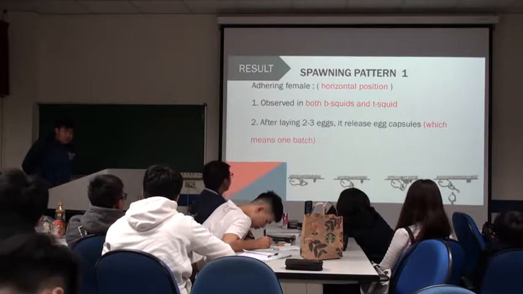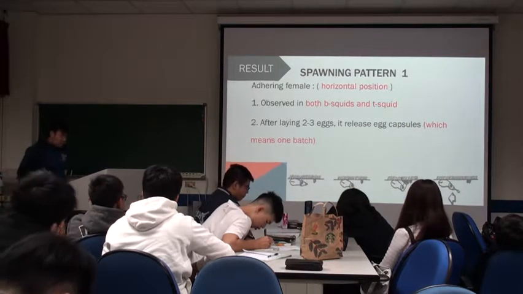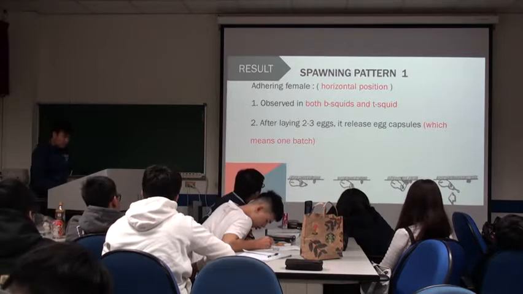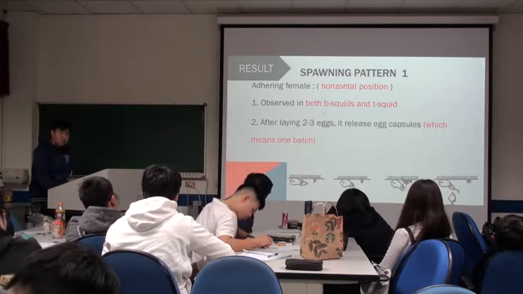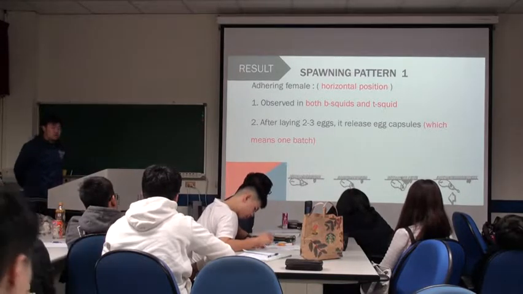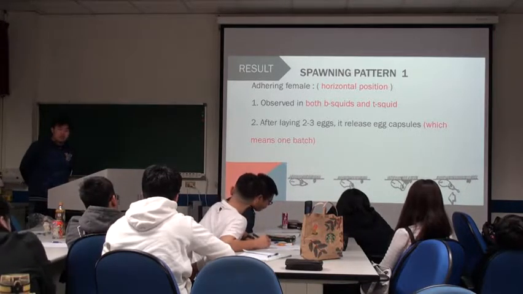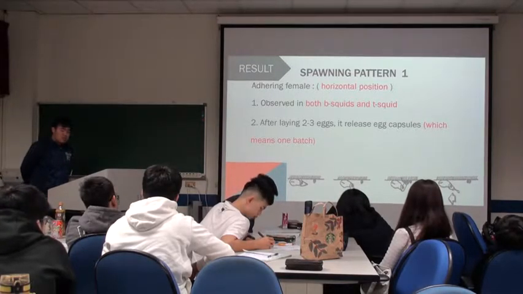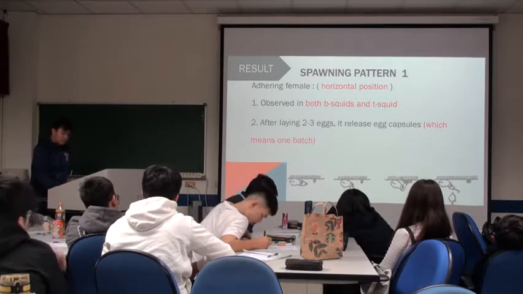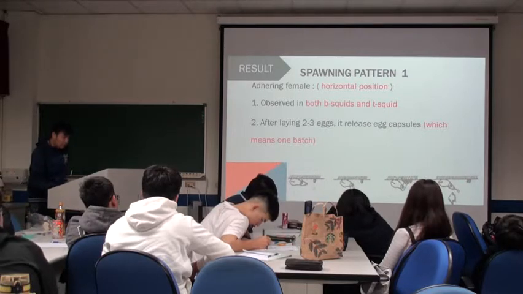And this is spawning pattern 1, the adhering female. This is mixed adhering, which is present in a horizontal position, and it's observed in both T squid and B squid. After laying 2 to 3 eggs, it releases the egg capsule. This is the egg capsule.